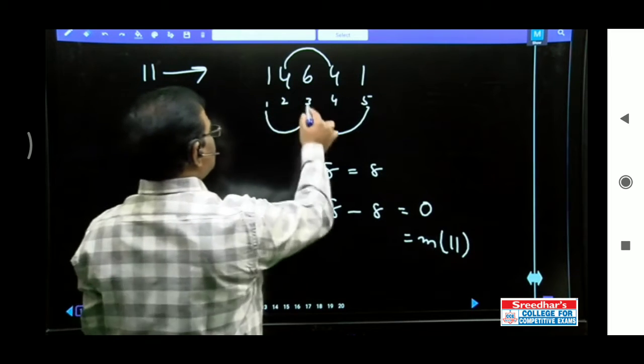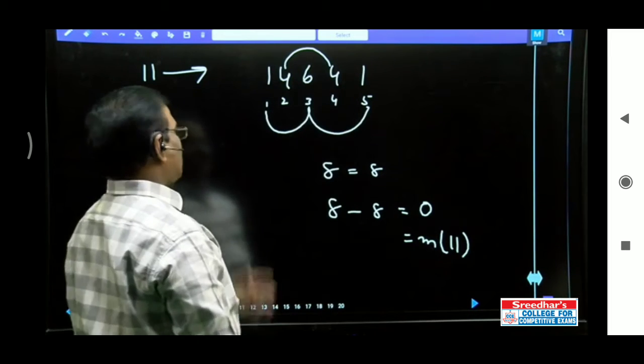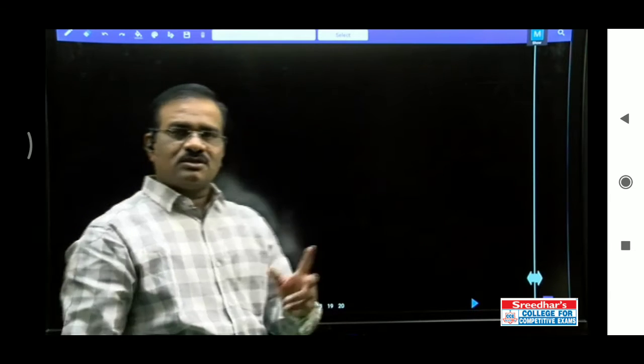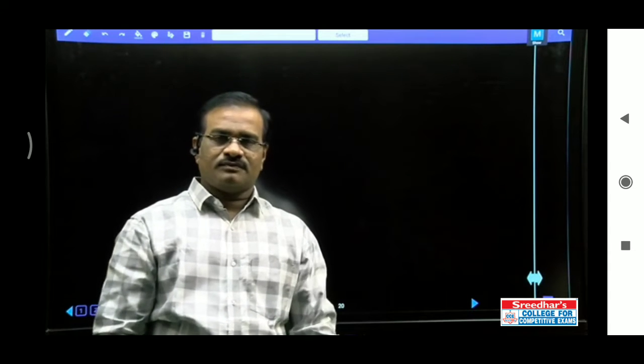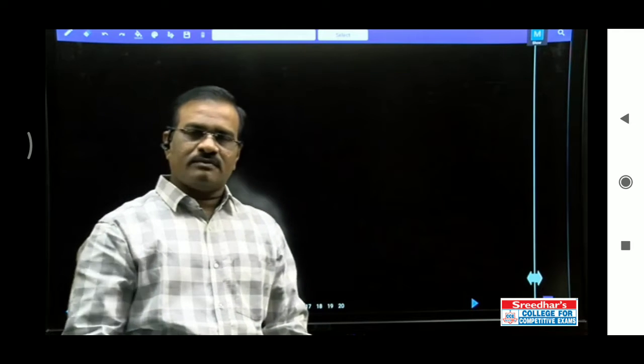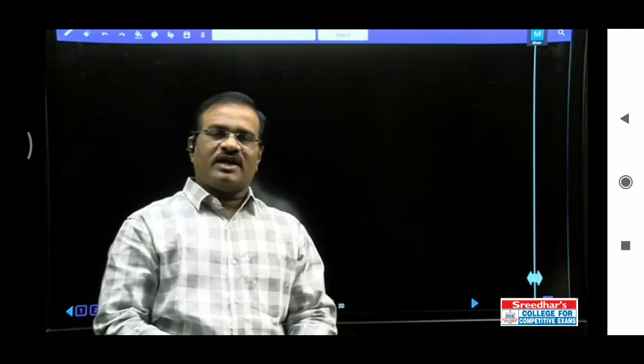Otherwise, if the sum of the digits in odd places is equal to the sum of the digits in even places, then that number should be exactly divisible by 11. This is the divisibility condition for 11. With 11 complete, 12 we already covered: 3 into 4. 13 and 14 I covered: 14 is 2 into 7. And 15: 3 into 5. If a number is divisible by both 3 and 5, then it is exactly divisible by 15.